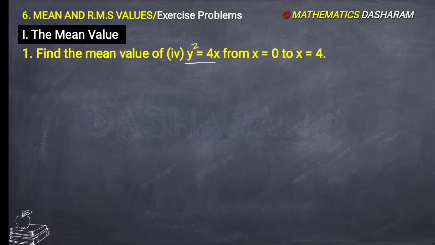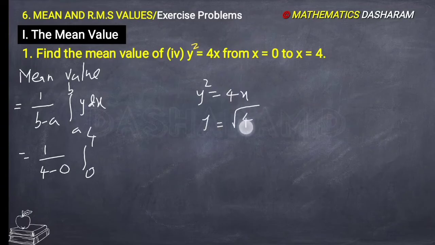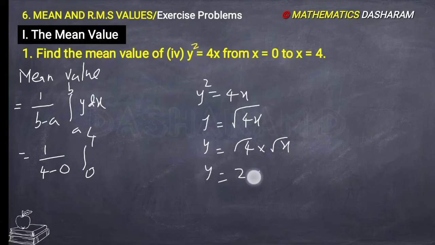Fourth question, y square equals 4x from x equals 0 to x equals 4. Here 0 is a and 4 is b, and the given function is y square equals 4x. So in the formula, b value 4 and a value 0, integration 0 to 4 of y dx, but in the question we have y square equals 4x. So y equals under root 4x, which is square root of 4 into square root of x, so y equals 2 x to the power of 1 by 2. So 2 into x to the power of 1 by 2 whole dx.